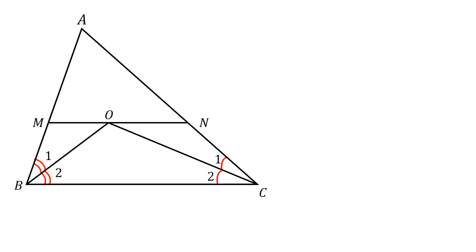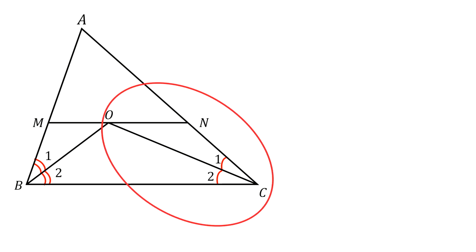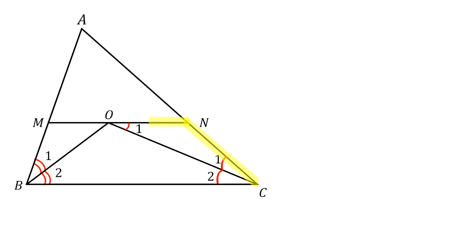Well, to solve the problem, we need to obtain more information. Let's start from here. MN is parallel to BC, and CO is a transversal intersecting both of them. Therefore, angle C1 is equal to angle O1. Since C1 and C2 are equal, C2 is equal to O1. Therefore, triangle CON is isosceles, and as a result, CN is equal to ON.